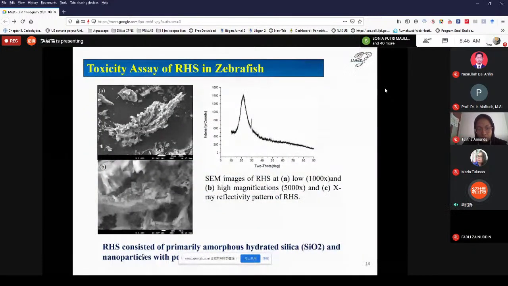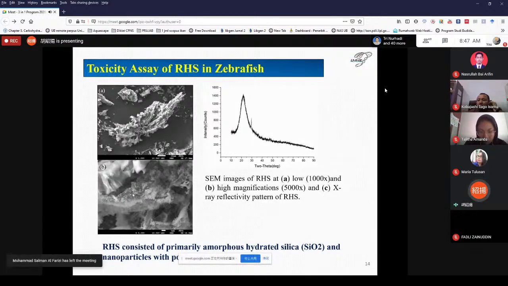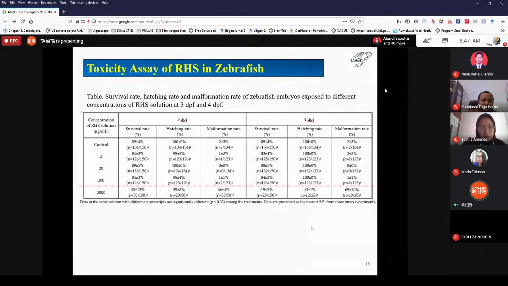So you can see here we extract the silica nanoparticles from the rice husk. After that, we use SEM to observe the surface. You can see the primary structure is hydrated silica. It means it has many pores, and the size is less than 100 nanometers. After we get the silica nanoparticles, we prepare a solution and treat the zebrafish.